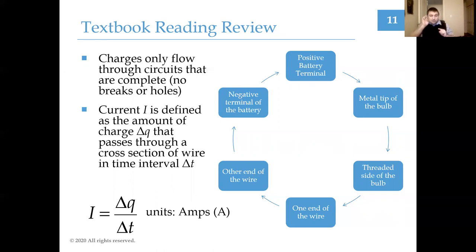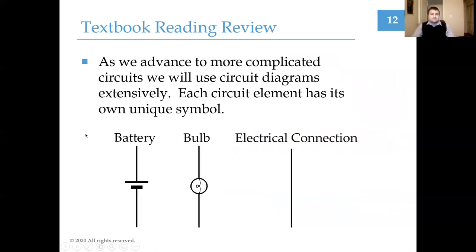So 1 amp of current is a fairly hefty amount of current. More of what we'll find when we're working through our studio exercises and our homeworks is that we're going to be dealing with more in the milliamp, microamp kind of range. All right, now it's going to be helpful for us to adopt some common symbols to indicate the types of things that are going to be present within these circuits.